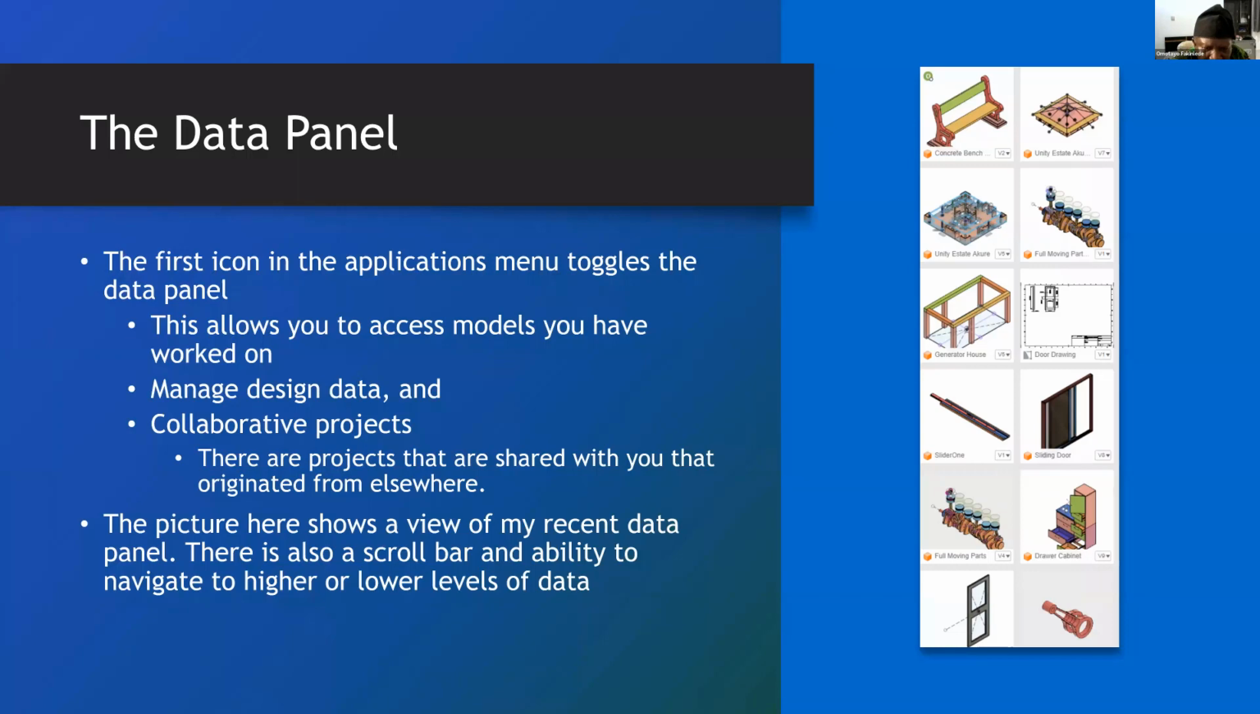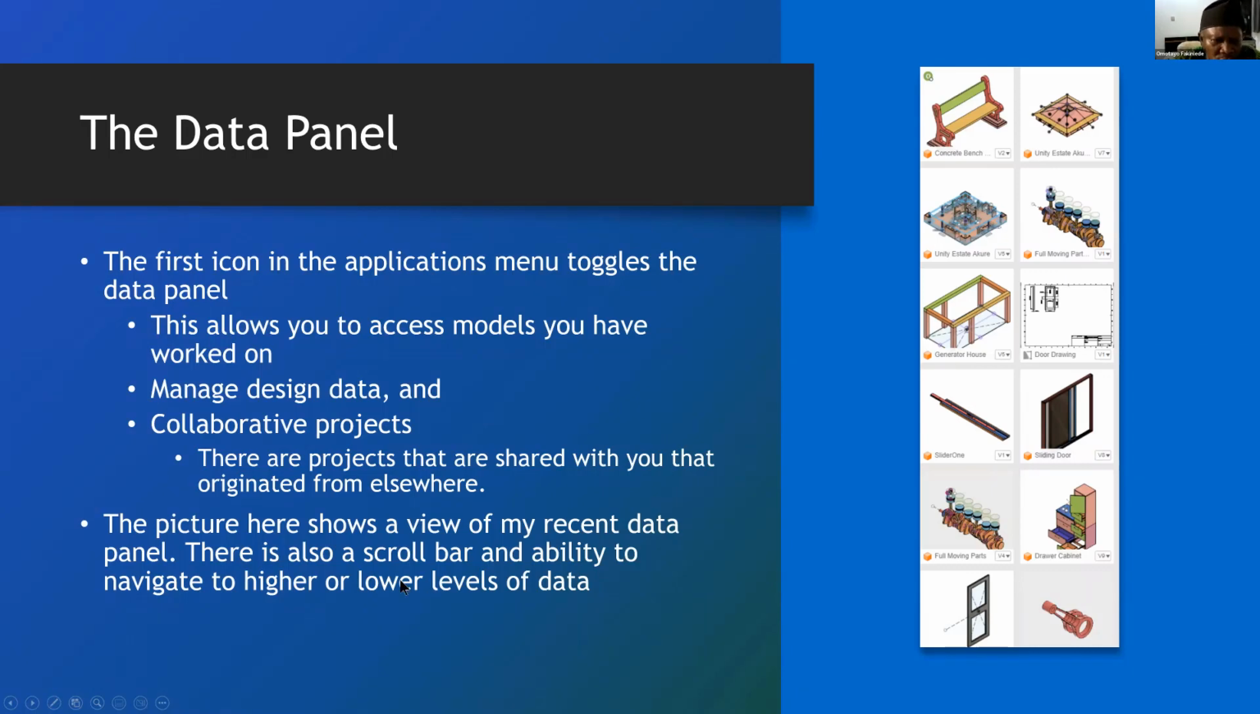The picture here shows a view of my own recent data panel. There is also a scroll bar. So the first app icon in the applications menu toggles the data panel. This allows you to access models you have worked on, manage design data, and collaborative projects. And the collaborative projects are projects that are shared with you, that originate from elsewhere. So if you have partners, you can share your work and then you can collaborate one way or the other.